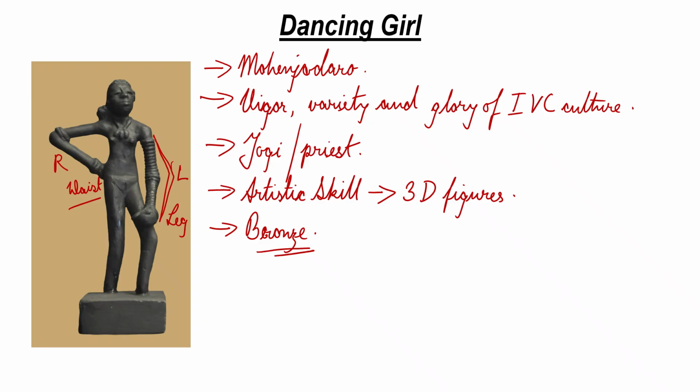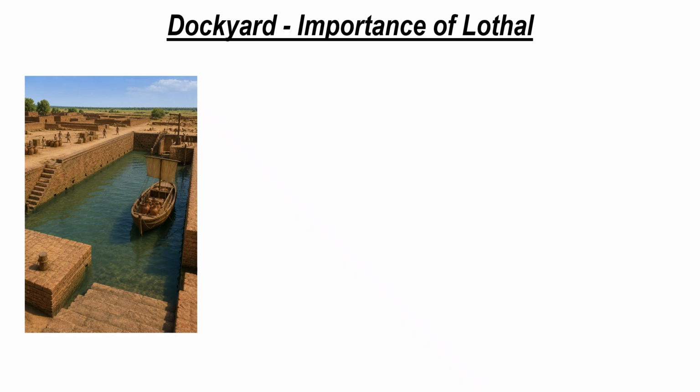Okay, probably with the help of lost wax technique. Then we will go to another source of information, that is dockyard. So dockyard is a structure found in Lothal. Lothal is in Gujarat present day, and it is one of the most important sites that we can find in India today, because Harappa, Mohenjo-daro, all these sites are in Pakistan. So Lothal is a dockyard.